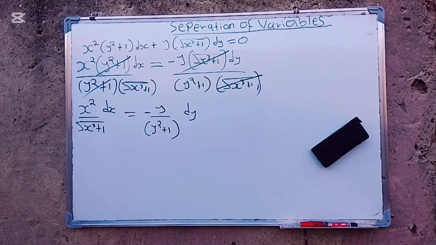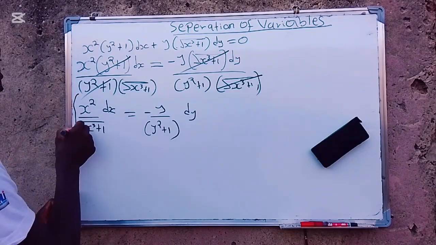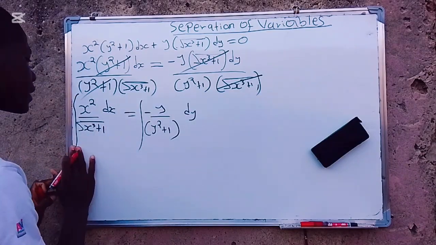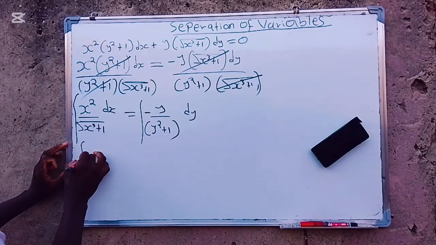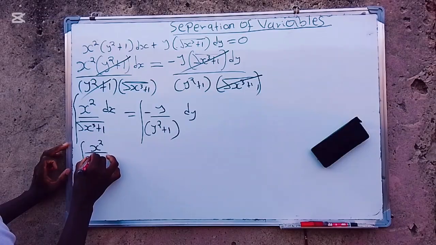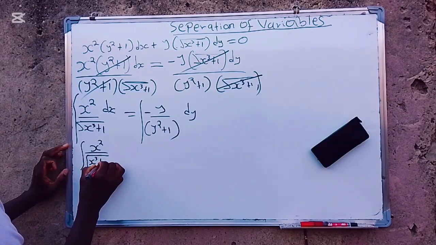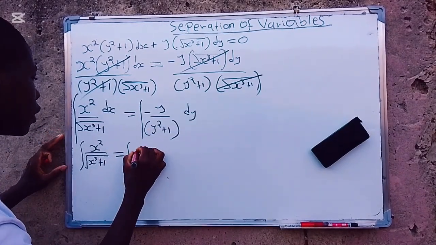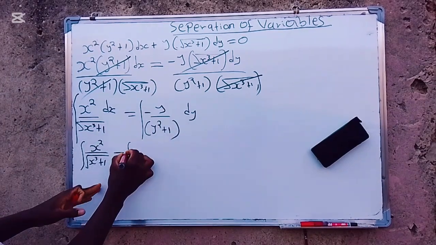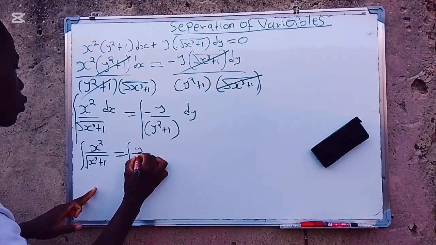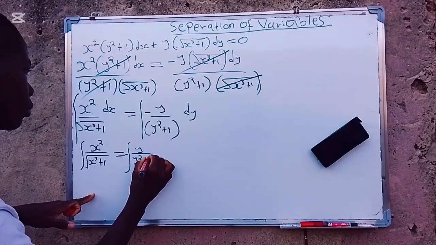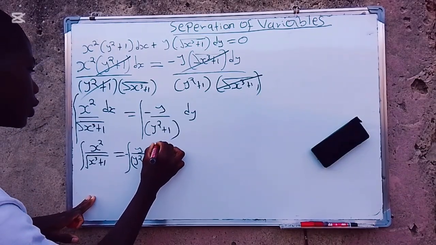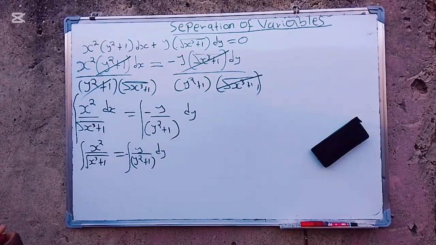So what is the next thing that I'm going to do? I have to integrate both sides. If I integrate both sides, I will be left with the integral of x squared over the square root of x cubed plus 1 dx, which should now be equal to the integral of minus y over y squared plus 1 dy, bringing out the negative sign.